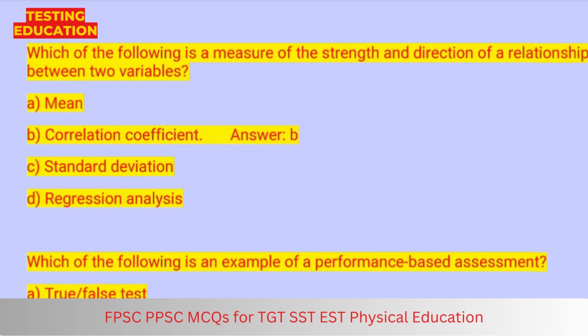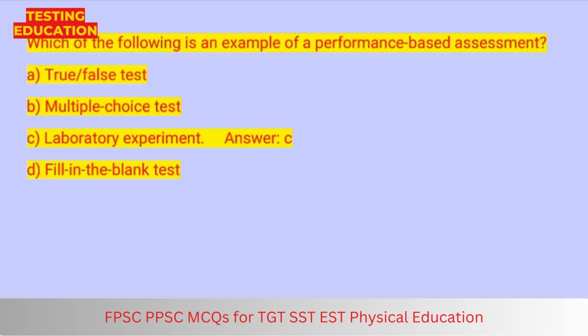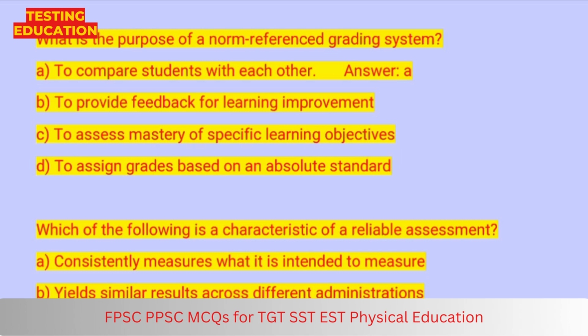Which of the following is a measure of the strength and direction of a relationship between two variables? Answer: correlation coefficient. Which of the following is an example of a performance-based assessment? Answer: laboratory experiment. What is the purpose of a norm-referenced grading system? Answer: to compare students with each other.